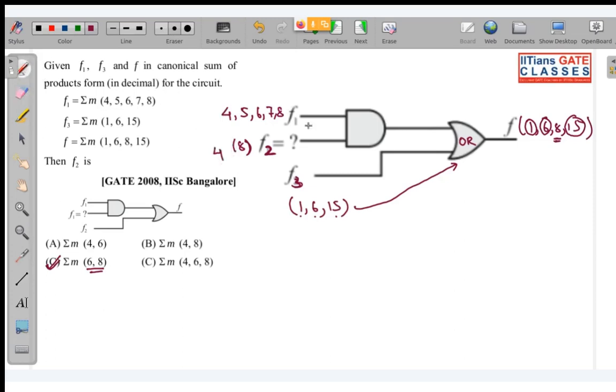So again you can see that 4 and 8 will pass through this AND gate, and again 4 will come over here. So this option B is also incorrect.